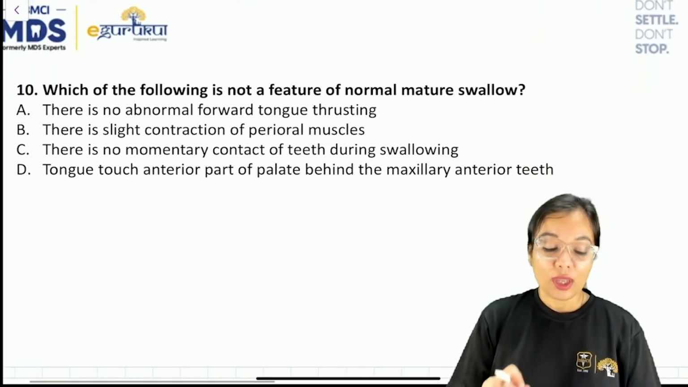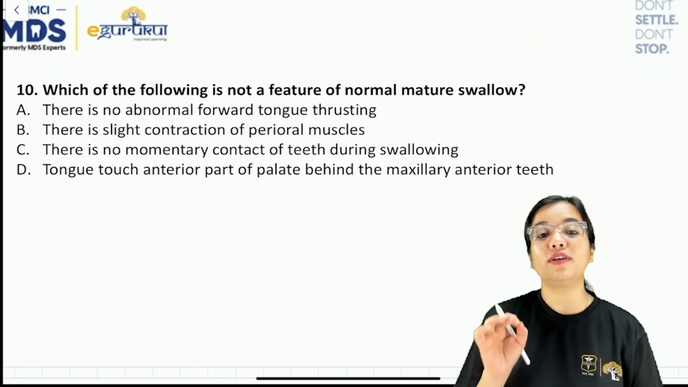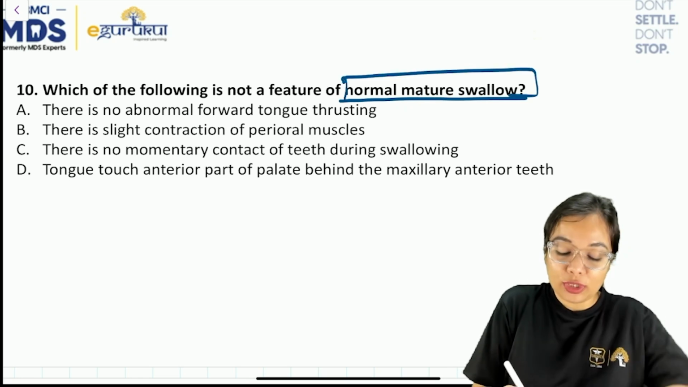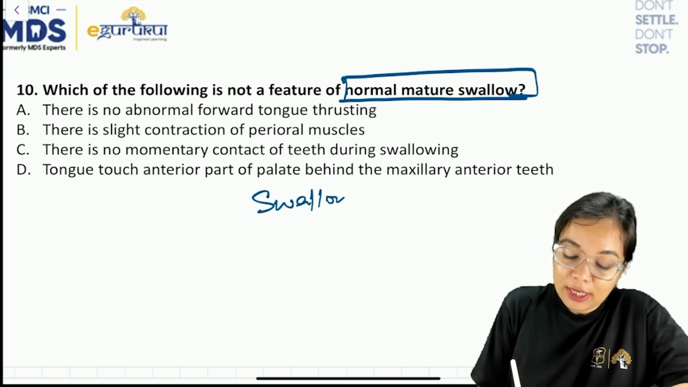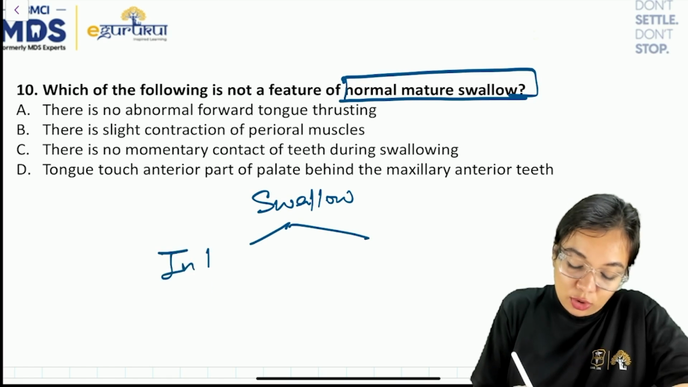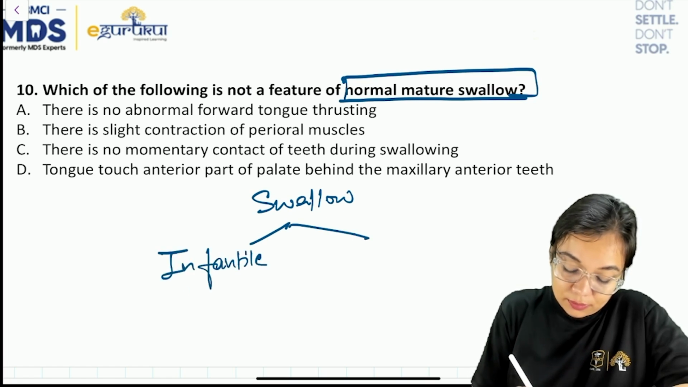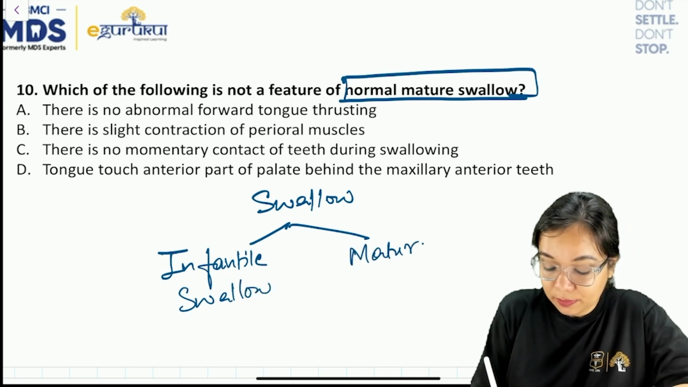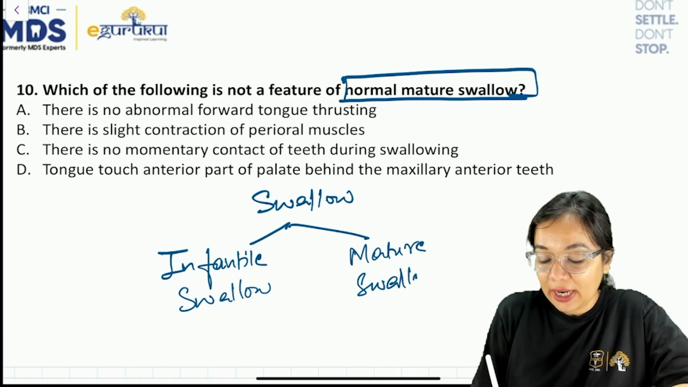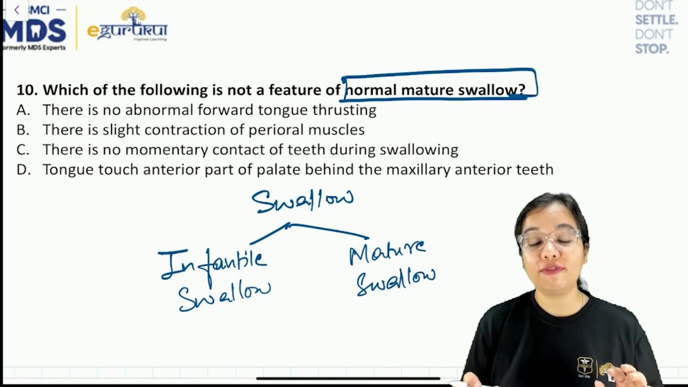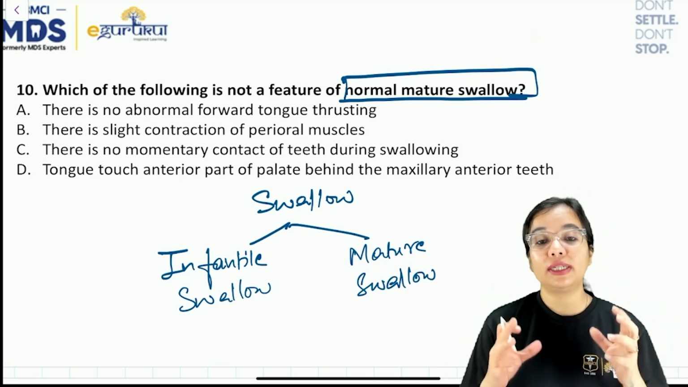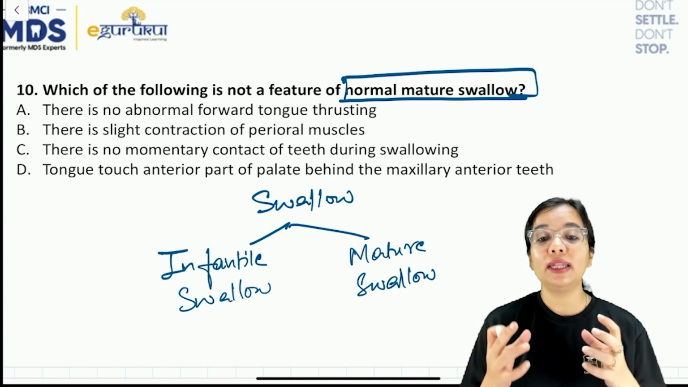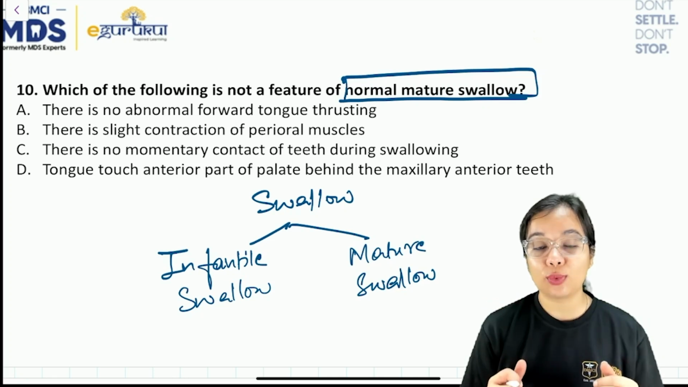Next question is, which of the following is not a feature of the normal mature swallow? So there are two types of swallows. What are the two types? There is an infantile swallow and there is a mature swallow. So when the child is in the predentate phase of life, there are no teeth in the mouth, and the child just feeds on milk by suckling. At that time the child has an infantile swallow.